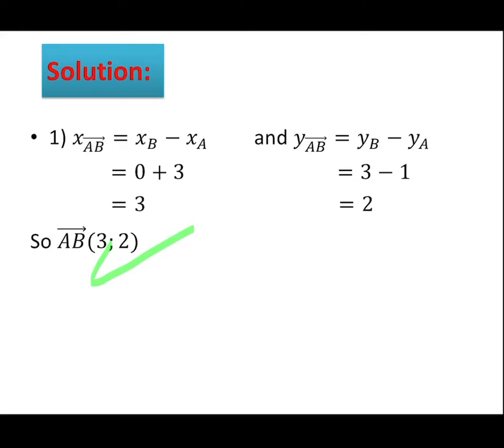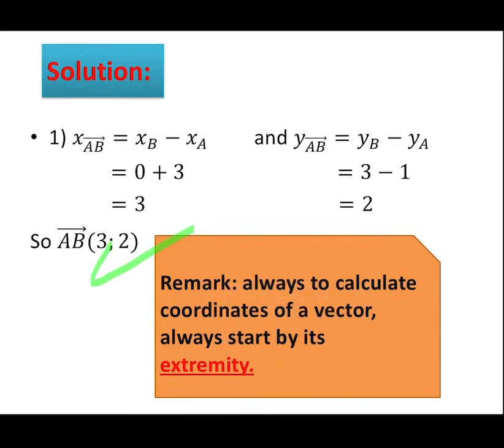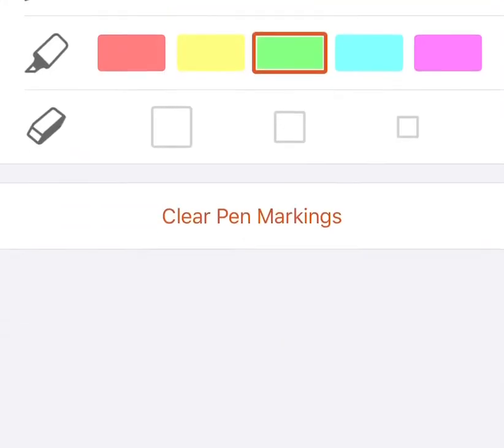I will remind you something. Graphically, the coordinates of vector AB 3, 2 means that the point A moves horizontally to the right 3 units, and then vertically upward 2 units to have the vector AB. Remark, always to calculate the coordinates of the vector, start by its extremity. The extremity of the vector AB is B. So we start by x of B minus x of A, y of B minus y of A.